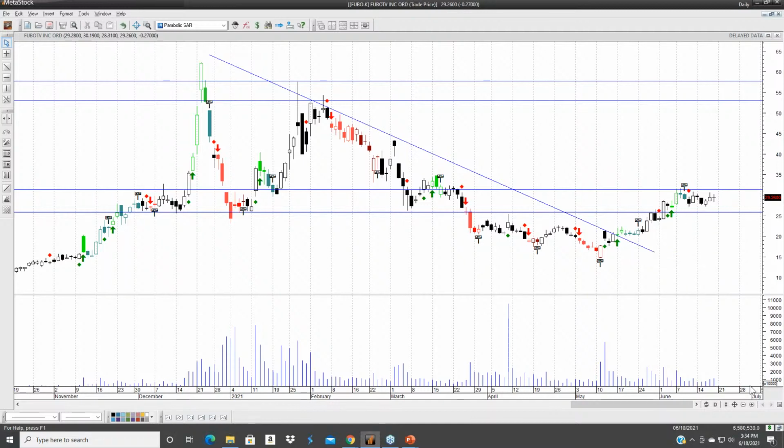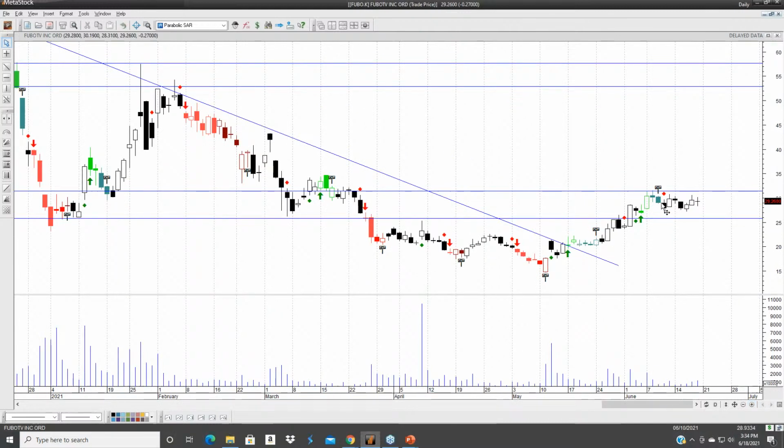So right at the current moment, the stock is really in a tight range over the past couple of weeks. It's kind of moving sideways. So this would be, in my opinion, more of a breakout type of thing, whether it breaks to the upside or to the downside through these two levels.